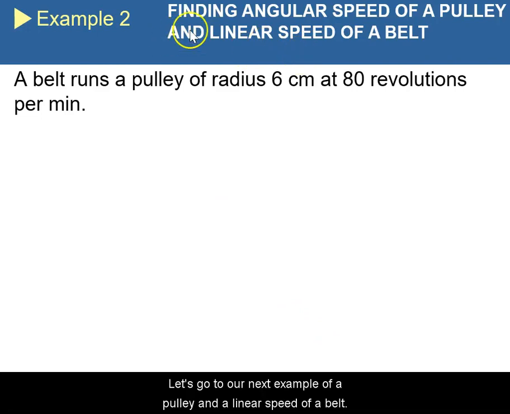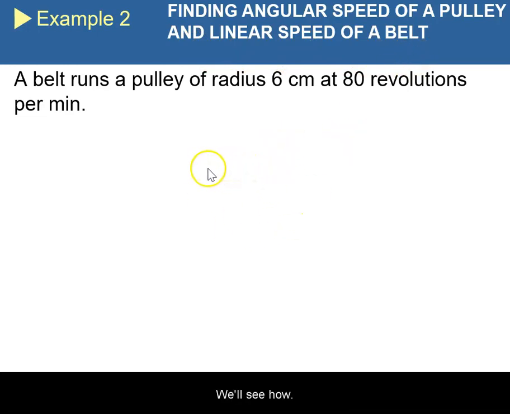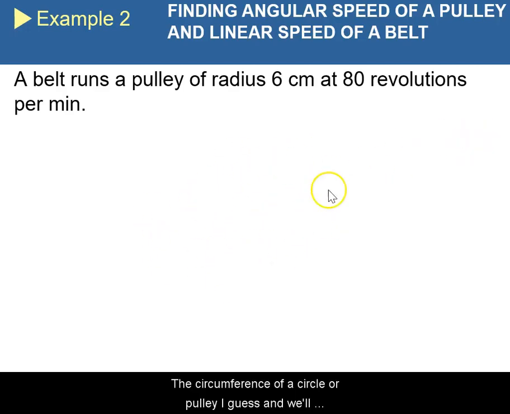For this example, let's find the angular speed of a pulley and the linear speed of a belt, right? So we'll have a belt on a pulley. We'll see how fast the belt is moving along the circumference of our pulley, and we'll find how fast the pulley is turning. That's basically what we're going to do here.